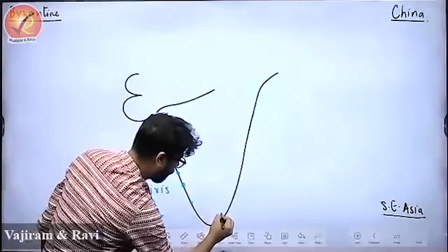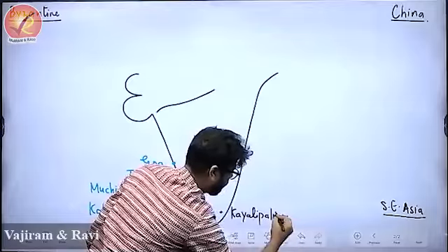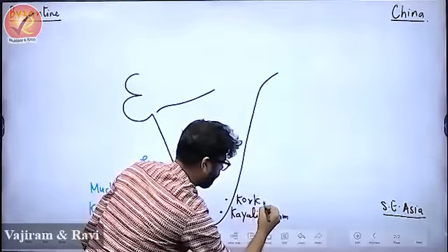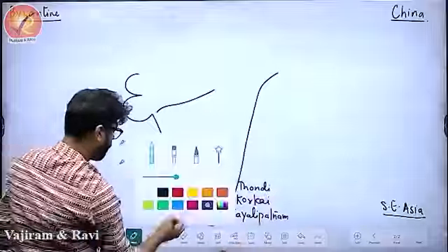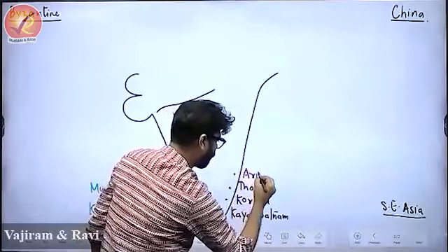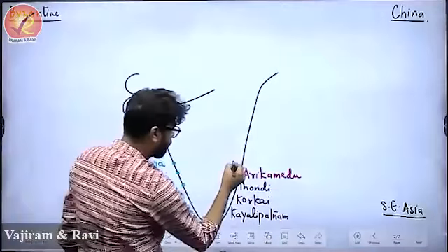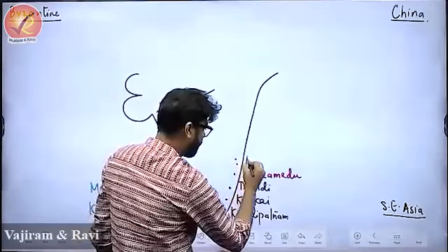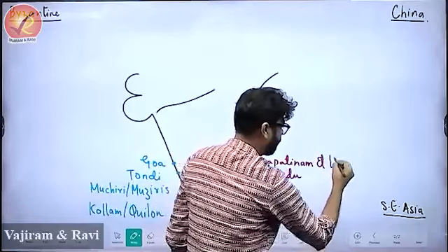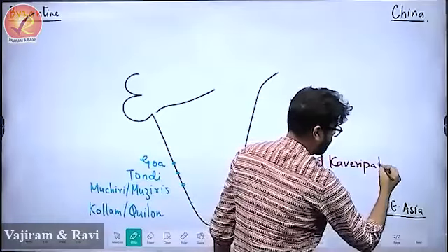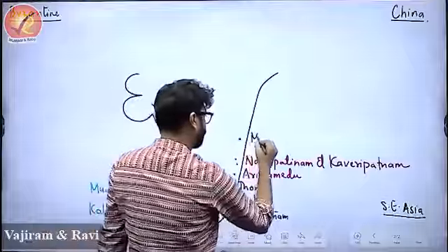On the other side, we have Kailipatnam. We have Korkai. We have Tondi. Then we have Arikamedu. Then we have two ports very close to each other, two dots, but I'll write them together: Nagapattinam and Kaveripatnam. And then finally, Motapalli.